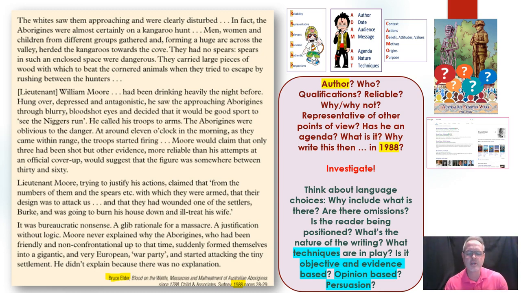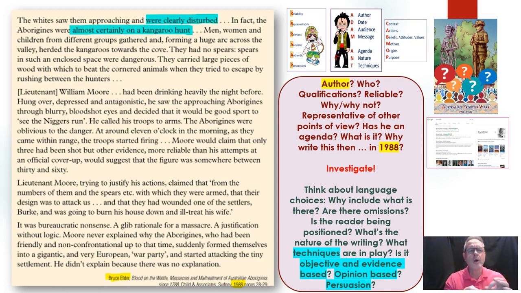Are there particular techniques? What's put in? What's left out? What position is the audience being put in? Think of the audience. Are we being positioned by the writer? Use your skills in English here. Is this objective and evidence-based, or is it opinion-based? Is it persuasive? Is it trying to steer our sympathies and our empathy to certain places? Are we being manipulated here? Let's have a quick look at the writing.